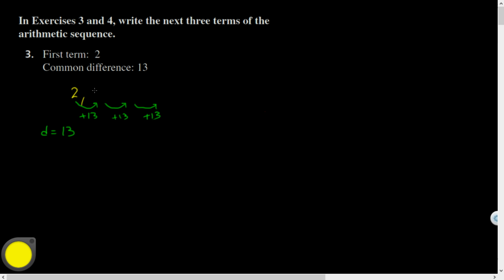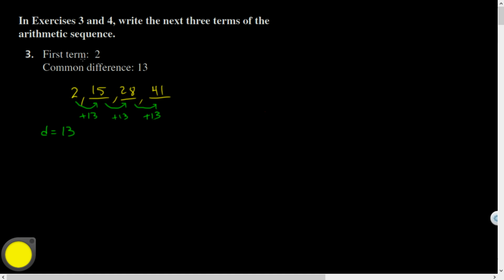So 2 plus 13 would be 15, the next term in the sequence, right? 15 plus 13 is 28, the next term. And 28 plus 13, let's see, 28 plus 10 is 38, plus 3 is 41. So 15, 28, 41 would be the next three terms in that sequence. And we got that using the common difference and the fact that we were told this is an arithmetic sequence.